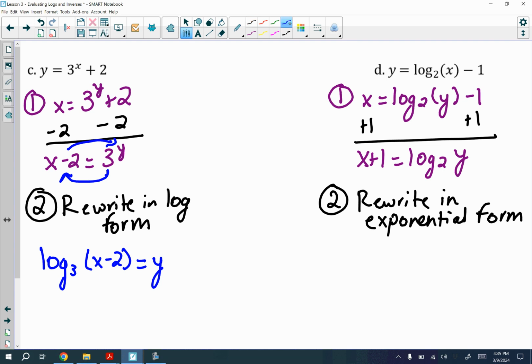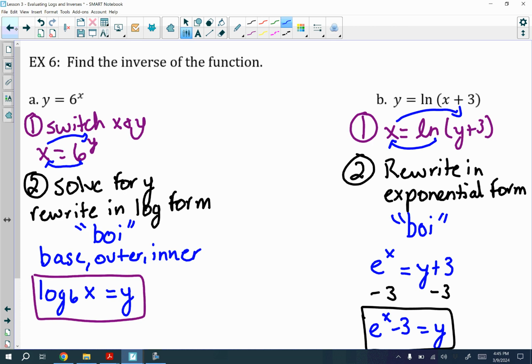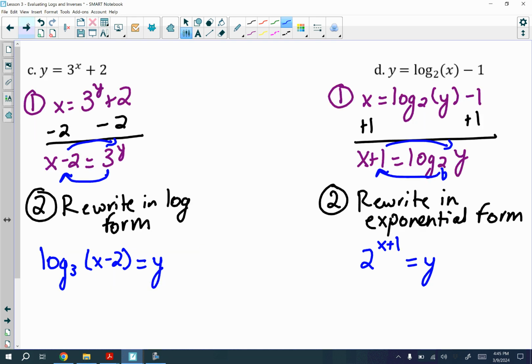So here I need to rewrite in exponential form. And so notice that I do have log base 2. So my base is actually 2. That's what's going to be the base of my exponential. So I'm going to go to base 2, the outer, so that's going to be my x plus 1. So that represents the exponent. And then I go to the inner, which is y. Notice that on all of these, I have y equals, y equals. We always want y on the other side because that's what we're solving for when we are doing these inverse functions. We're solving for y.